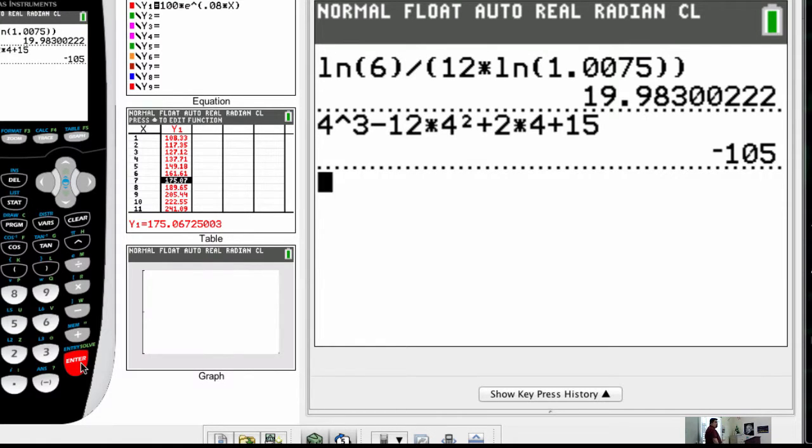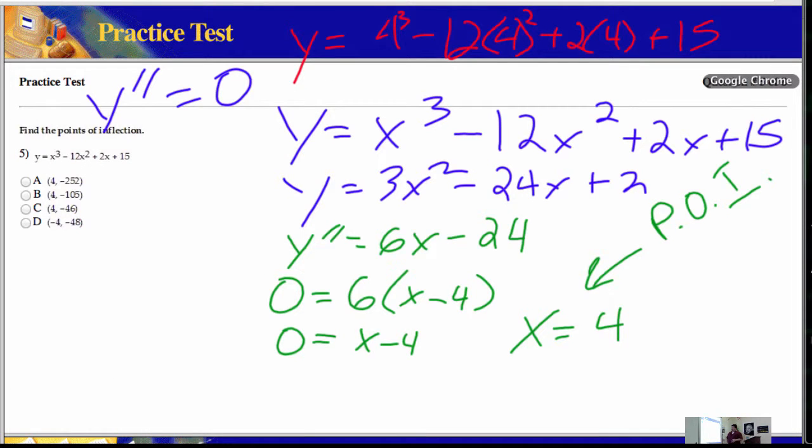Is that one of our options? Yeah. Negative 105. So this y of 4 then equals negative 105, which means the point 4 comma negative 105 is on the line.